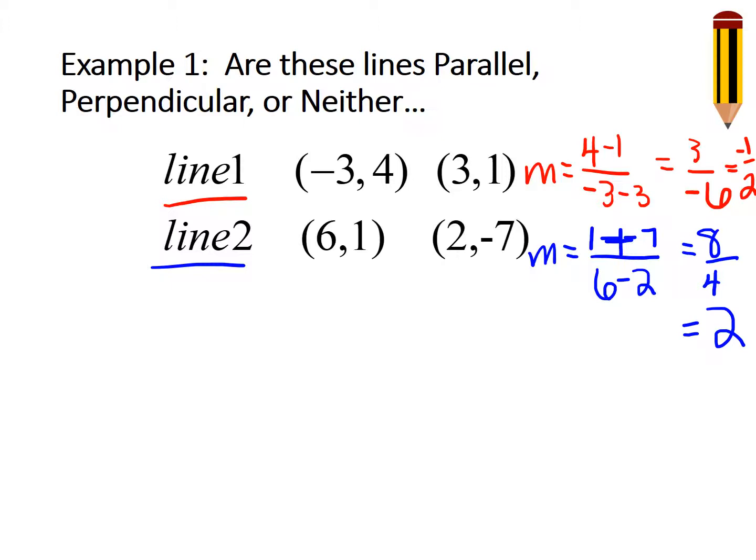So we have to figure out, are the two slopes parallel, perpendicular, or neither? Well, parallel would tell me that they're the same. Well, negative 1/2 is not the same as 2. Perpendicular slopes would tell me that they have opposite signs. Well, one of them's negative, one of them's positive. So far, so good. And they also have reciprocal numbers. Well, 1/2 is the reciprocal of 2. So these two slopes are perpendicular.